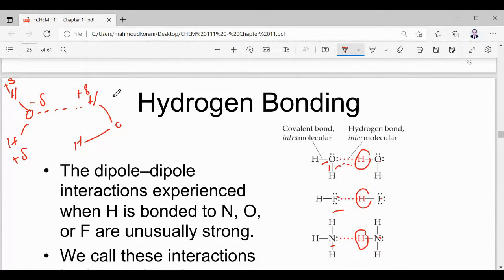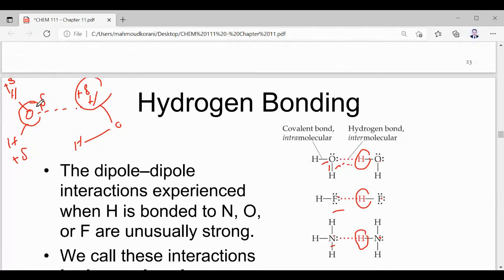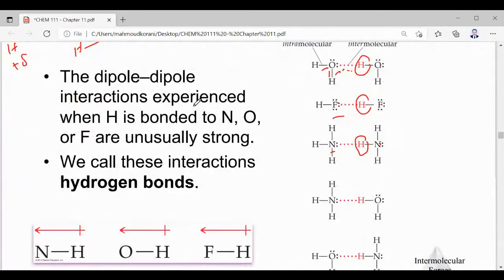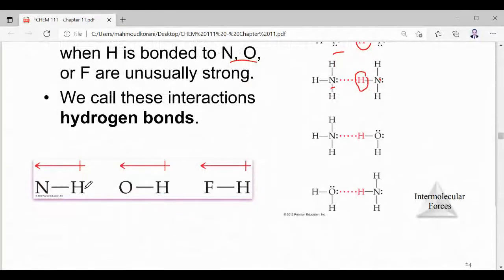Once this dipole involves interaction between hydrogen and a more electronegative atom, it's called hydrogen bonding. So hydrogen bonding is dipole-dipole, but once it has a hydrogen attracted to a more electronegative atom, it's called hydrogen bonding. The dipole-dipole interaction experienced when hydrogen is bonded to nitrogen, oxygen and fluorine is usually very, very strong. We call these interactions hydrogen bonding, hydrogen bonds.